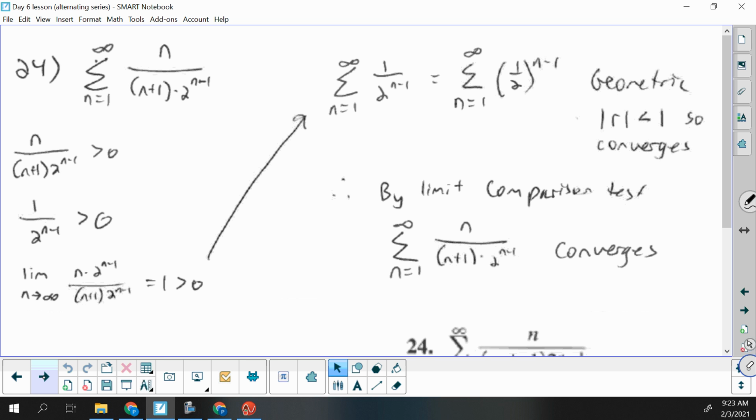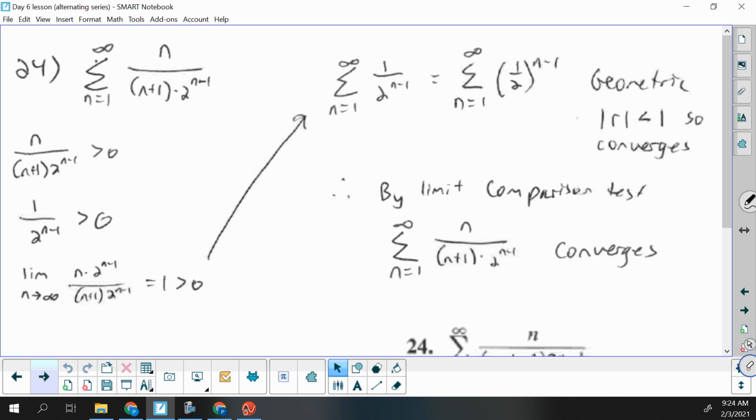In 24, our n's already have the same degree, but we've got an extra 2 to the n minus 1 on the bottom. So we want to, in this case, do 1 over 2 to the n minus 1. They're both going to be positive, so when we divide them to take our limit as n approaches infinity, the 2 to the n minus 1's divide out, then your ratio of the leading coefficients is 1, so 1's a positive finite number. So therefore, our original series does the same as our nice series.